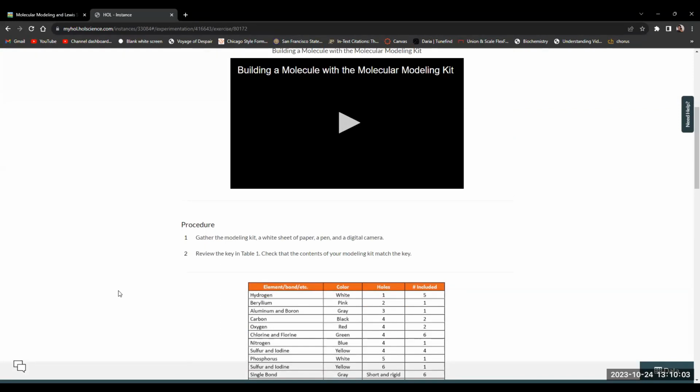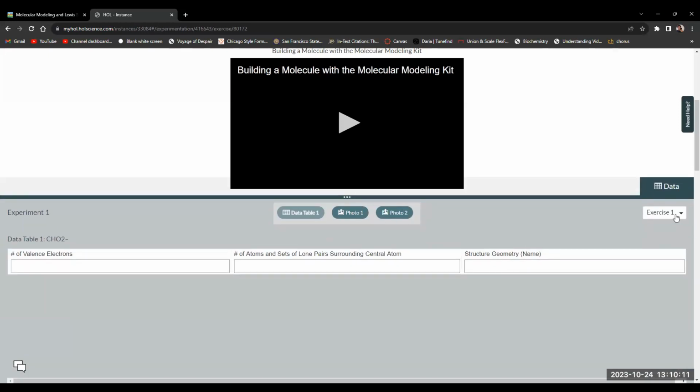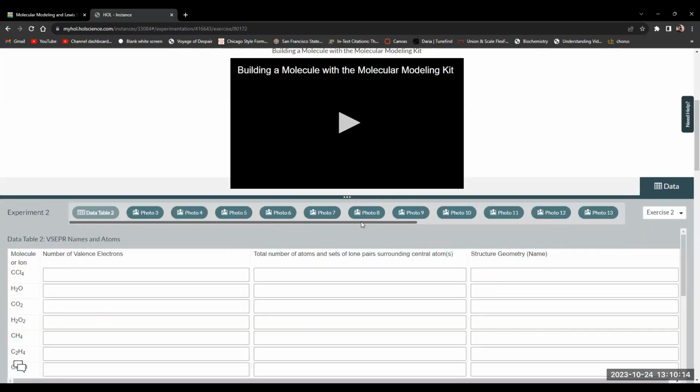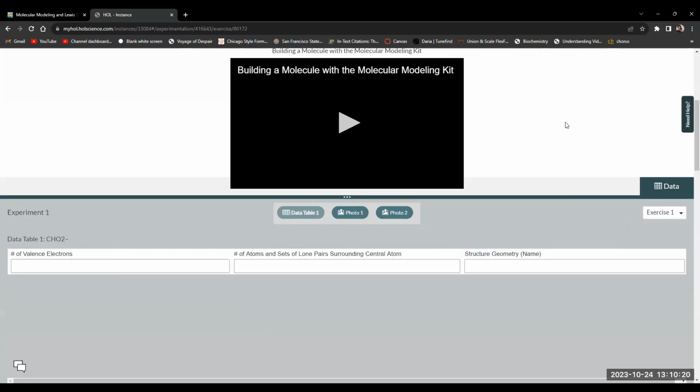Just a heads up, you're going to be taking a lot of photos in this one. It's a very photo heavy lab. See 1, 2, and then on the next page, going up to 20. So that'll be fun.